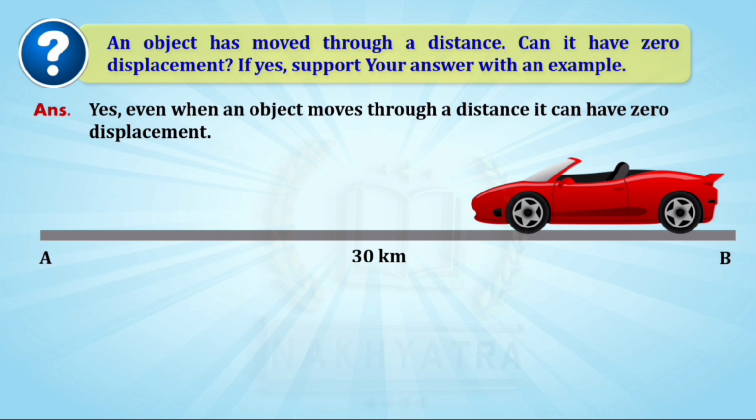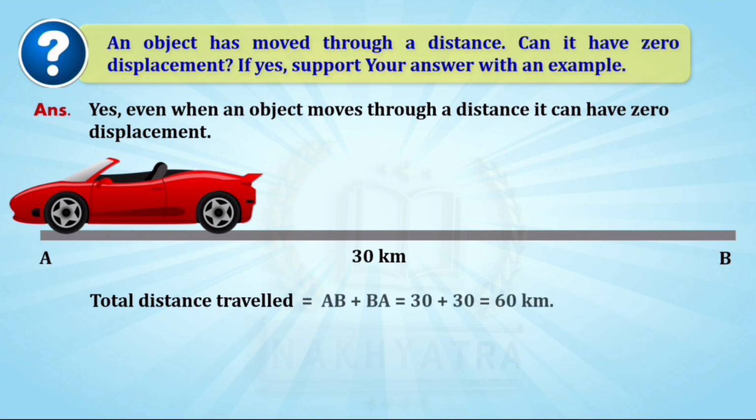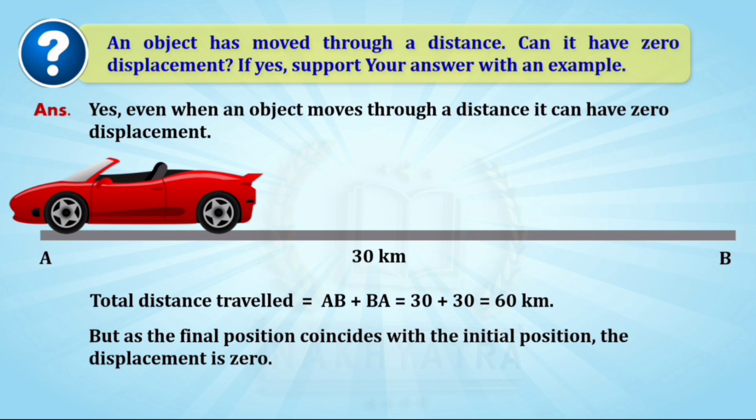As you can see, the car is moving from point A to B and then again going back to point A. That means the total distance traveled is AB plus BA, that is 30 plus 30 equal to 60 kilometer. But as the final position coincides with the initial position, the displacement is 0. Now clear everyone how the displacement is 0? Because the final position coincides with the initial position. I hope you are clear now.